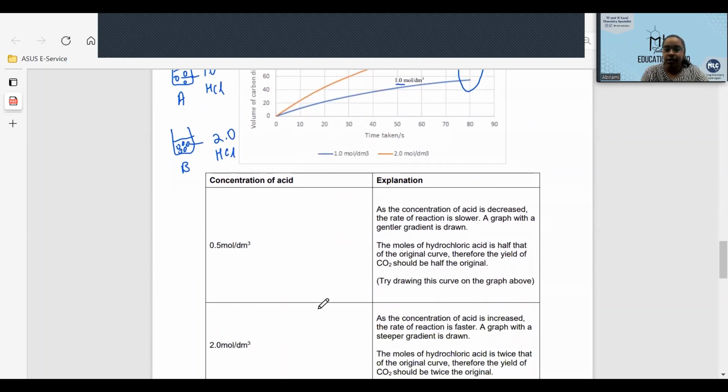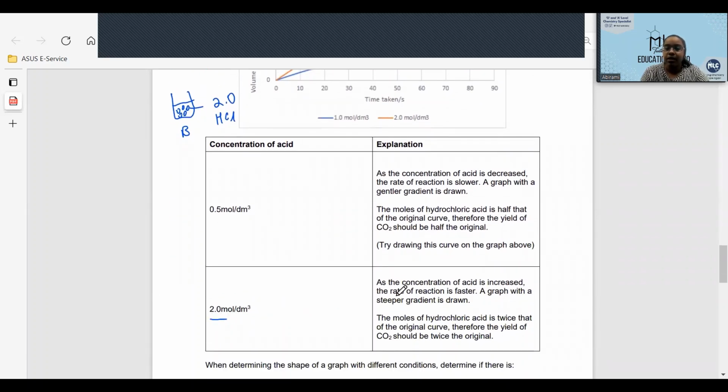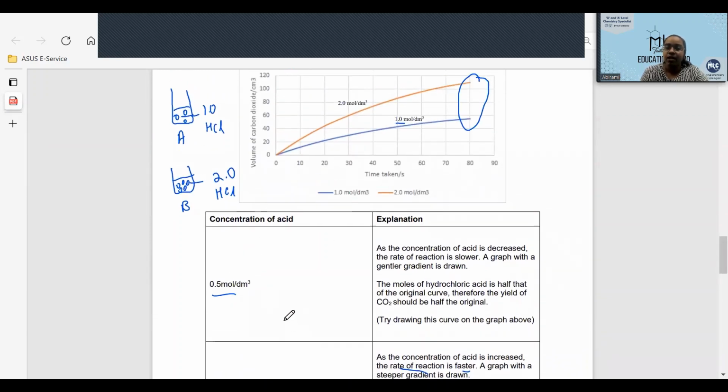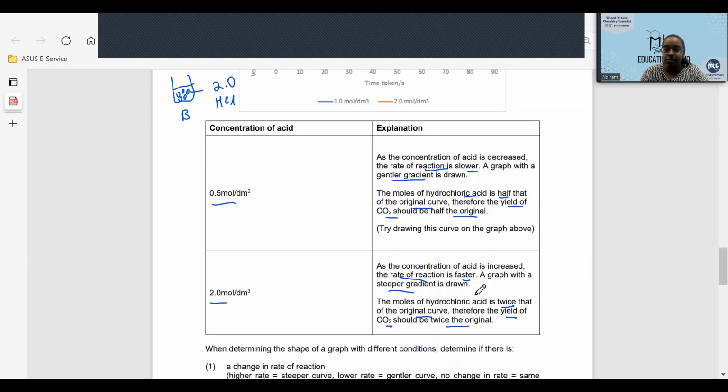So when the concentration is 2.0 mole per dm³, a graph of steeper gradient is drawn because the rate of reaction is faster. The mole of hydrochloric acid is twice that of the original curve, and therefore the yield of carbon dioxide should be twice the original. What happens when I halve the concentration of hydrochloric acid to 0.5 mole per dm³? What happens to my graph? The concentration of the acid is decreased, therefore the rate of reaction is slower, and a graph with a gentler gradient is drawn. The moles of hydrochloric acid is half that of the original curve, and therefore the yield of CO2 should be half the original.